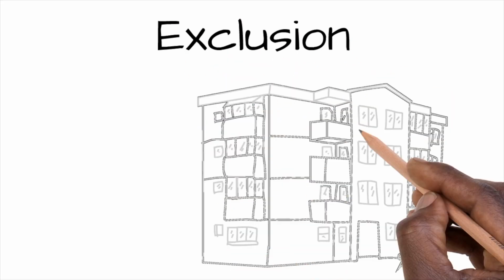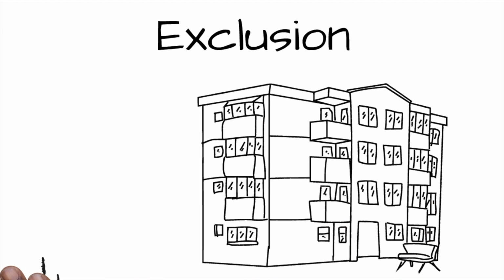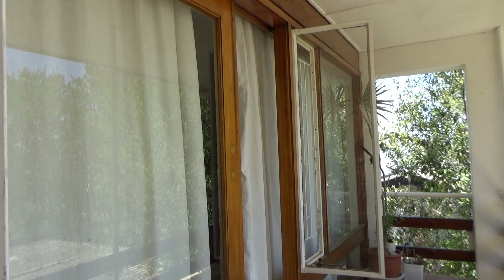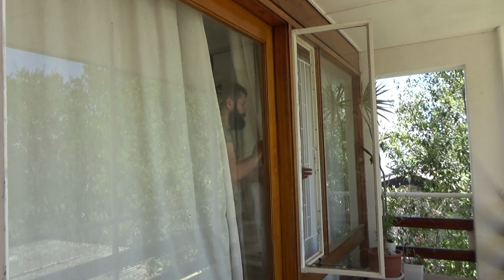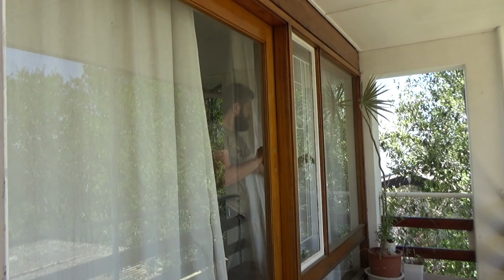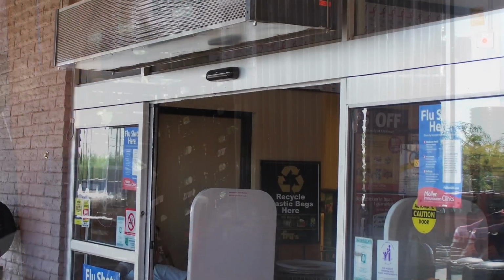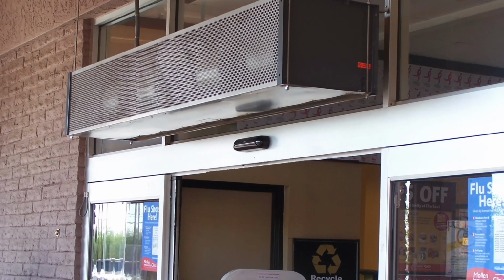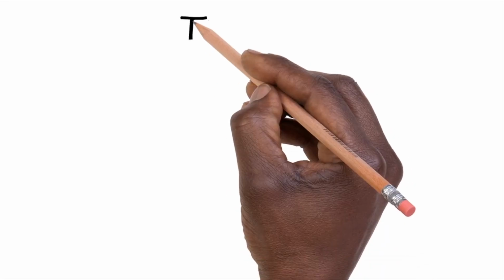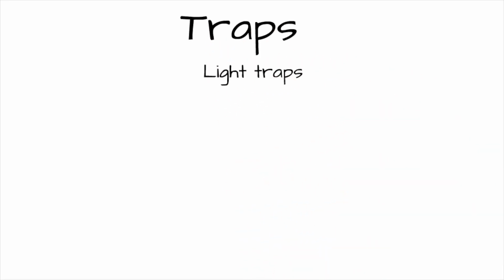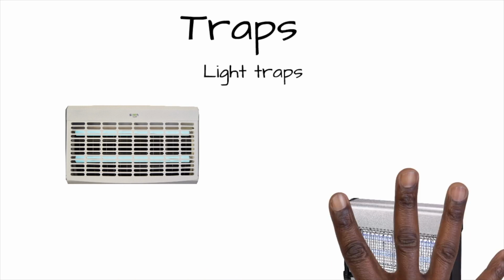Exclusion. Another very important method of preventing fly problems in buildings is exclusion. Exterior doors and windows should be properly screened and kept closed whenever practical. Plastic strip curtains and air doors can be used to deny fly access in some situations. Traps. Once flies are inside a building, light traps can be used to capture the winged adults.